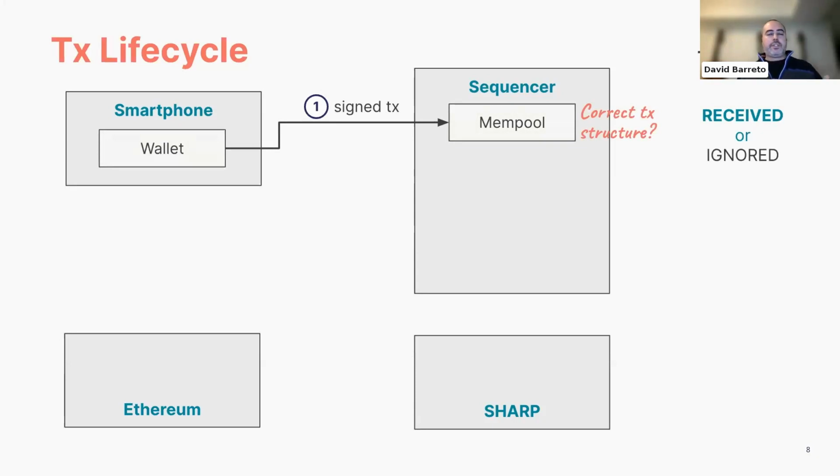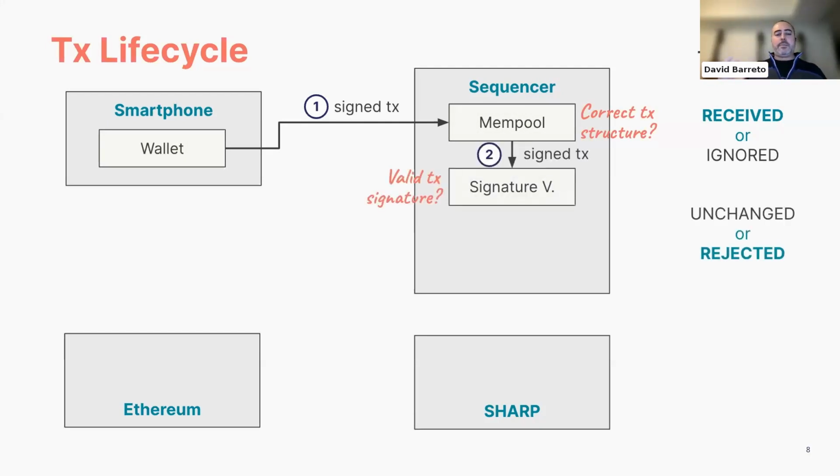If it's received, it just means that it arrives at the mempool and conforms to some basic verification of the transaction, mostly that the structure of the transaction is correct. If that is not even the case, if it has a wrong structure, then the transaction just gets ignored. Ignored is not a status. It's just so you know that it's not going to be even considered by the sequencer to be executed. The first real status will be received.